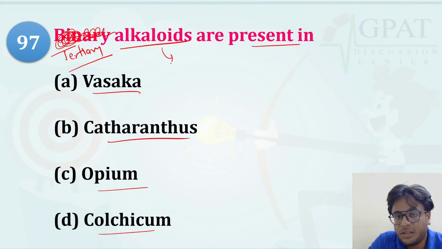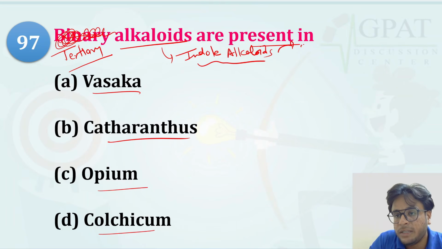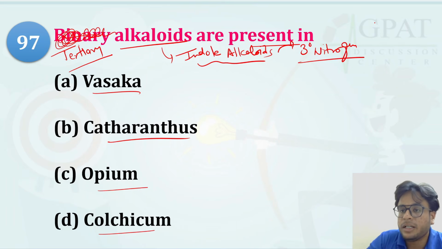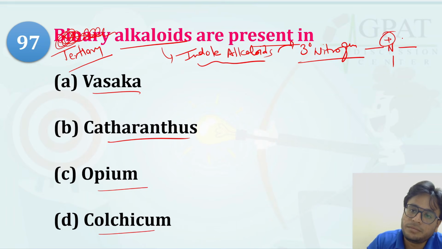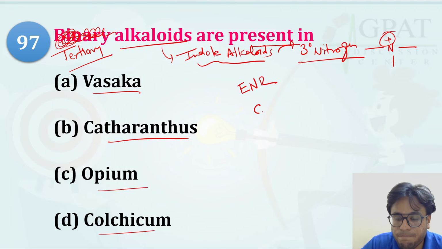Tertiary alkaloid or ternary alkaloid can be considered as that of the indole alkaloid. Why are the indole alkaloids also known as tertiary alkaloids? Because they will have a 3-degree nitrogen, or a tertiary nitrogen, in them. The tertiary nitrogen is somewhat this kind of nitrogen. And the plants that belong to that particular indole category can be remembered as ENRCP.